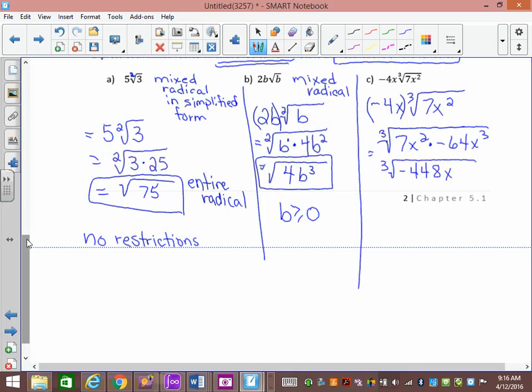x to the 6 or x to the 5? 5. Because when you have two bases and two exponents, you add them. And then this is an odd exponent again. So if I do any negative number in here, it's going to be negative, right? Any negative number to the 5 will be negative. So once again, x has to be greater than or equal to 0.